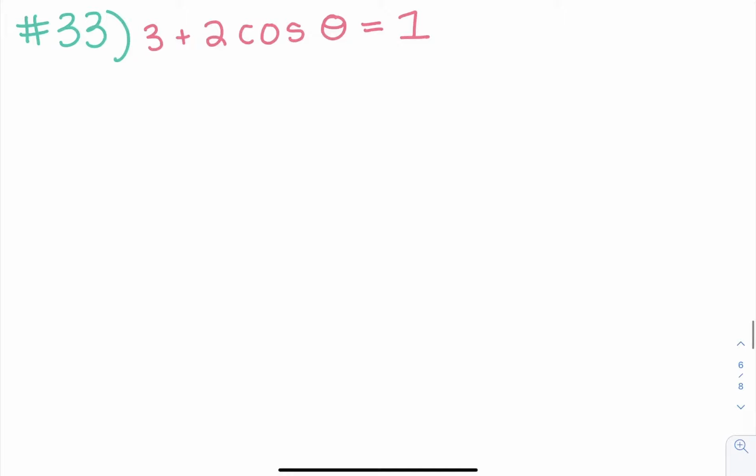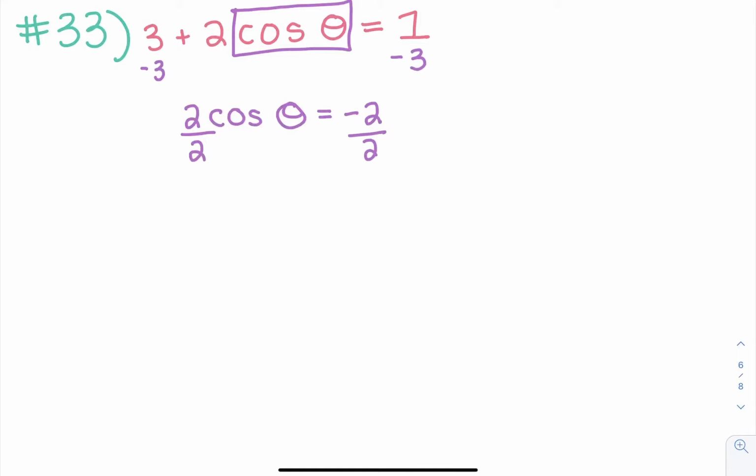So number 33, to get cosine alone, I'm going to draw a box around it. I'm going to subtract 3 first. So I get 2 cosine of theta equals -2. And then I divide both sides by 2. So I get cosine of theta equals -1.